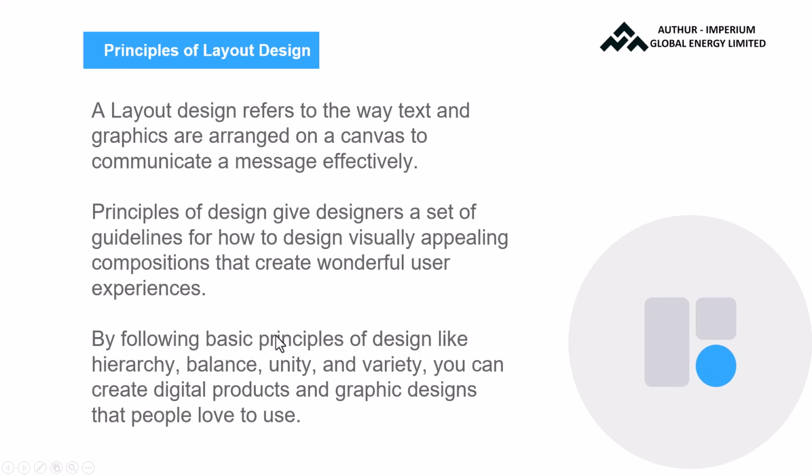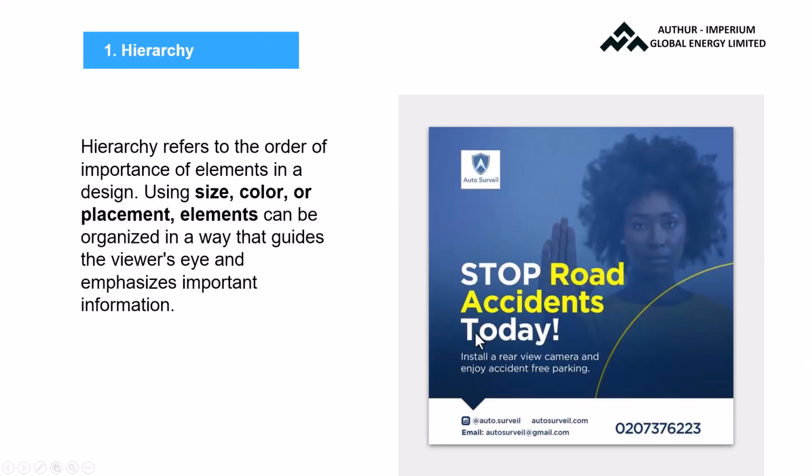So there are principles, and these principles include hierarchy, balance, unity, variety, and you can create digital products and graphic design that people would love to use. The first one is hierarchy. It refers to the order of importance of elements in the design. Using size, color, and placement, you can organize elements in a way that guides the viewer's eye and emphasizes important information.